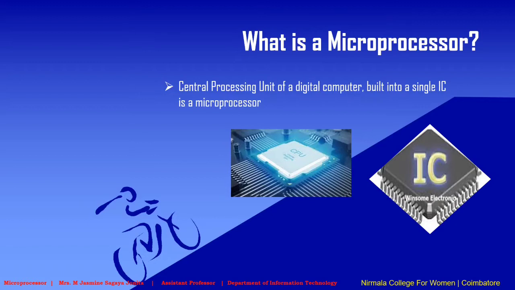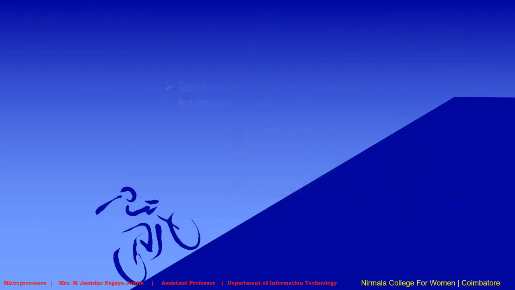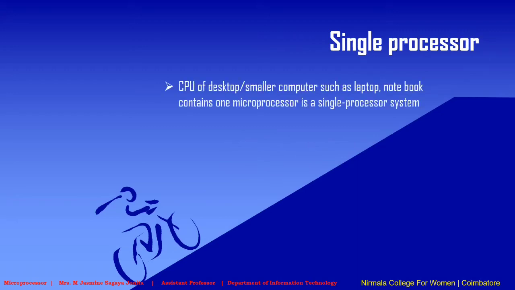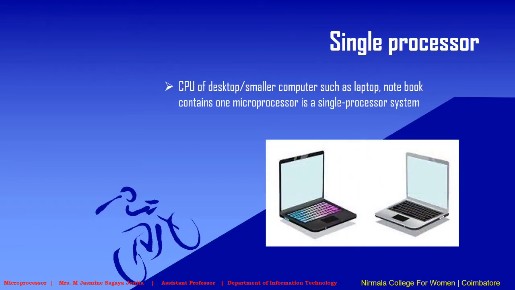Next we'll pass on to single processor. A single processor is a system which consists of only one processor in it. It may be a desktop or a smaller computer such as a laptop, notebook, etc. For example, it may be a small laptop or a notebook.